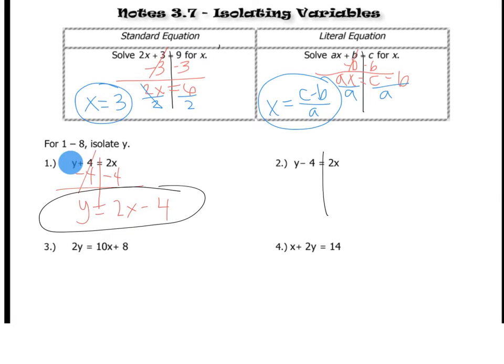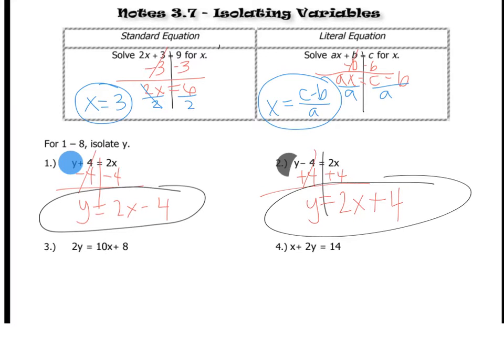Number 2, this is almost exactly like number 1, except you will see that it is minus 4. So we need to add 4 to both sides. So now y equals 2x plus 4. Again, those are not like terms, so you cannot combine them.